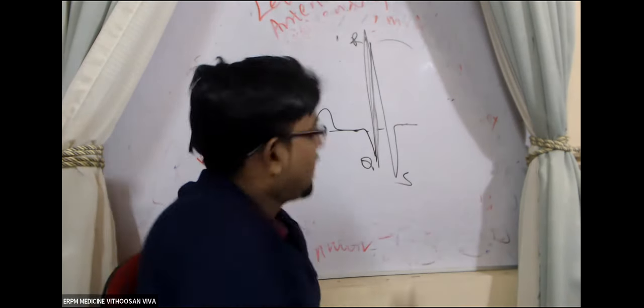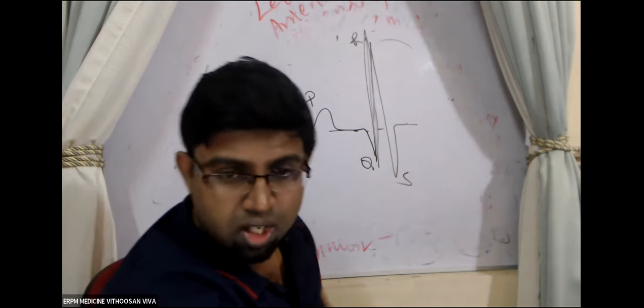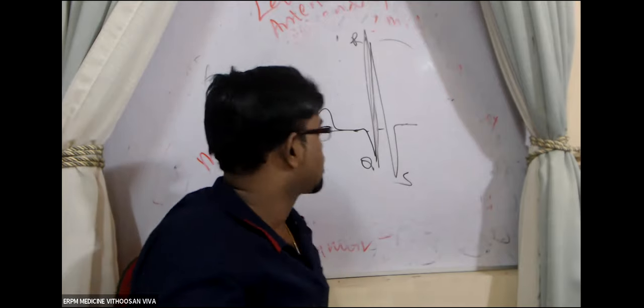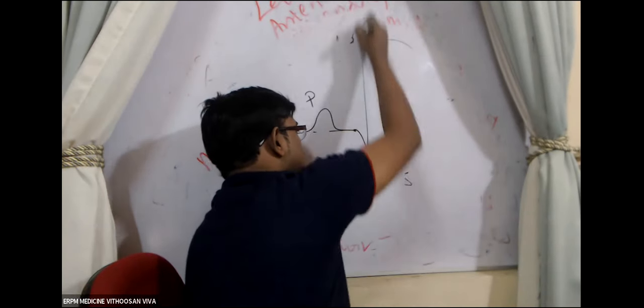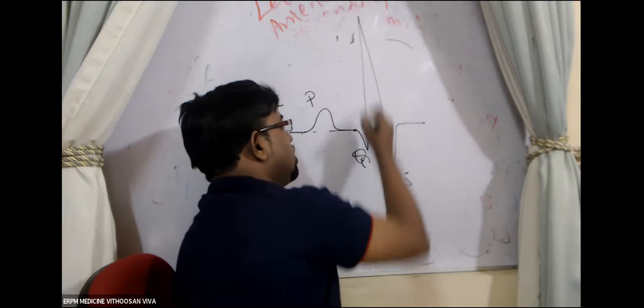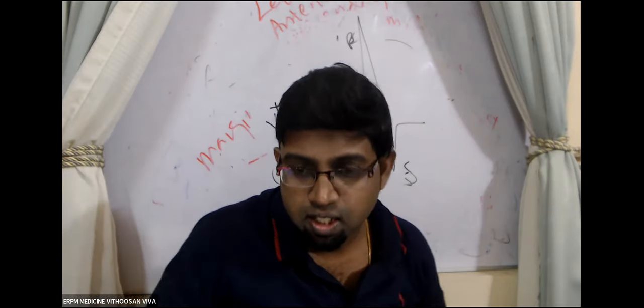Then again you have a negative deflection. That is called S. That is your QRS. Understood?